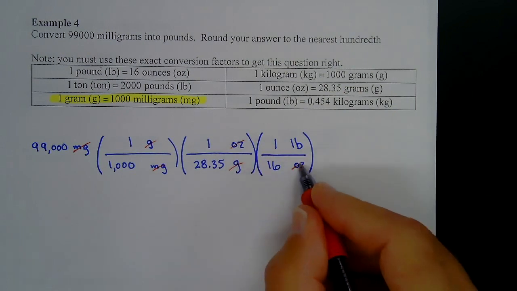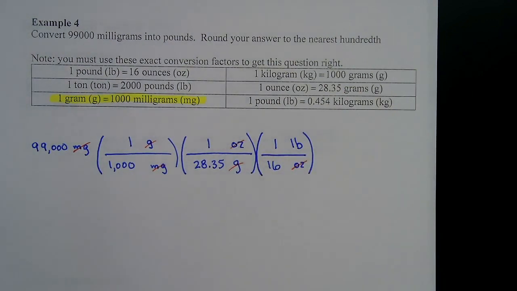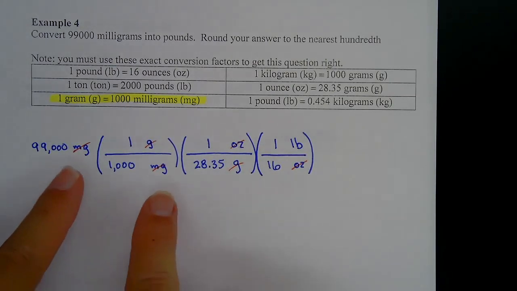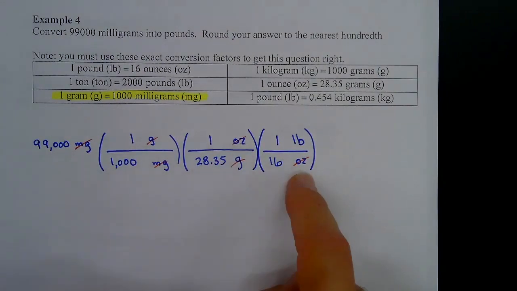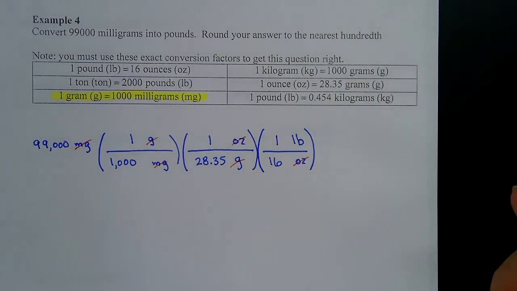So what happens now is this ounce and this ounce are going to cancel. They make a big 1, because numerator and denominator match, right? Ounce over ounce, they cancel. So our milligrams cancel, our grams cancel, our ounces cancel. And what are we left with? We're left with pounds.